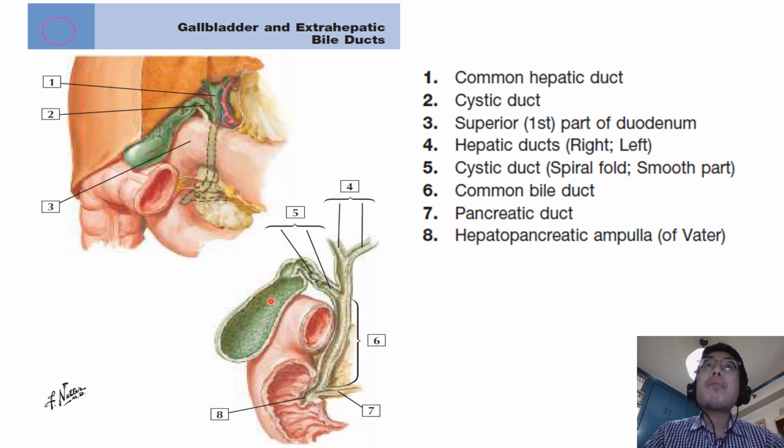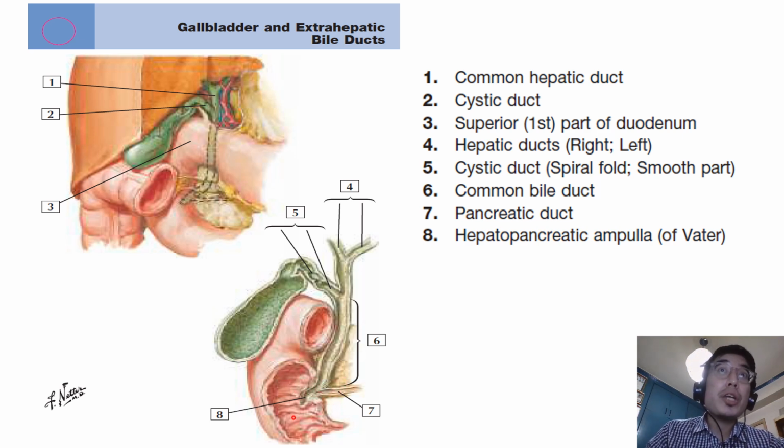When stimulated by autonomic nerves and a hormone called cholecystokinin, the gallbladder will contract, and it will send the bile down via the same cystic duct, and the bile will eventually flow through number 6 here, the common bile duct. The common bile duct, where eventually the bile will exit through the major duodenal papilla, emptying into the descending duodenum.